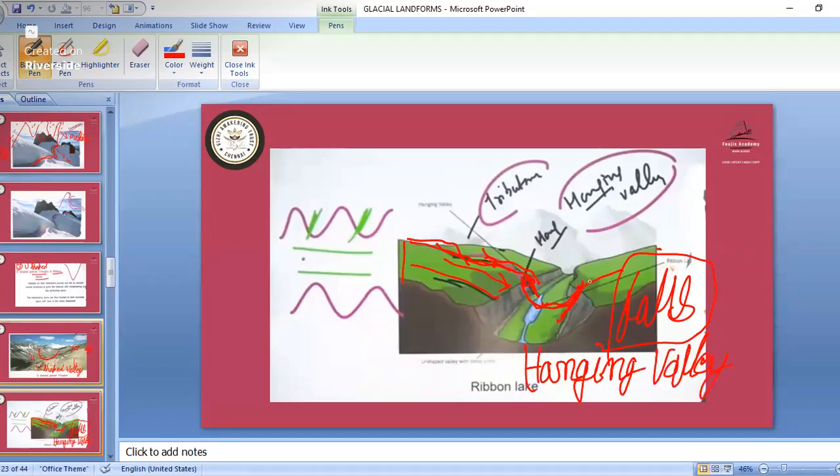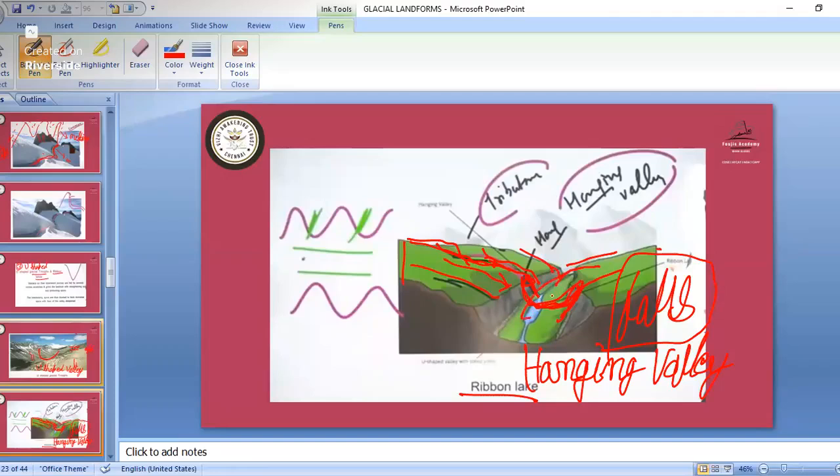Now when the water from this area is falling down into this particular U-shaped valley area, what happens is there is the formation of some lakes, and those lakes will be known as ribbon lakes. From here also we will have tributaries, so these waters will be flowing down.